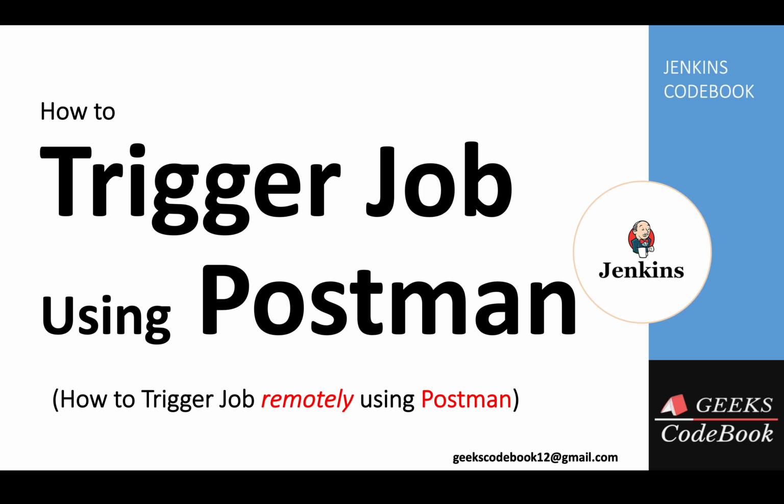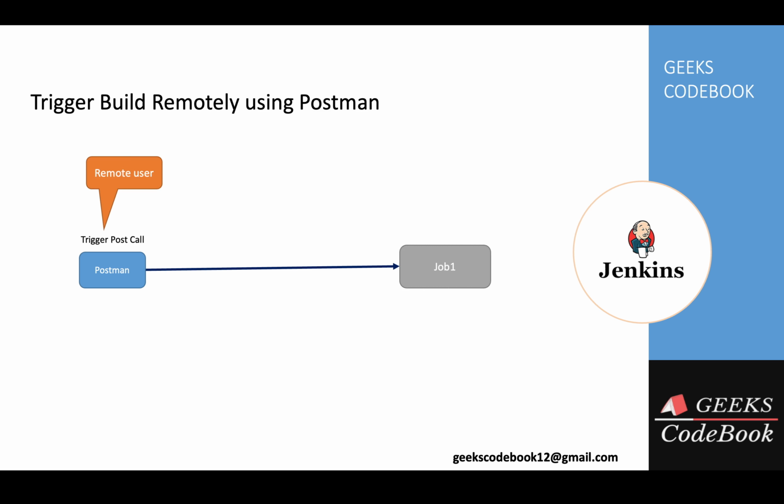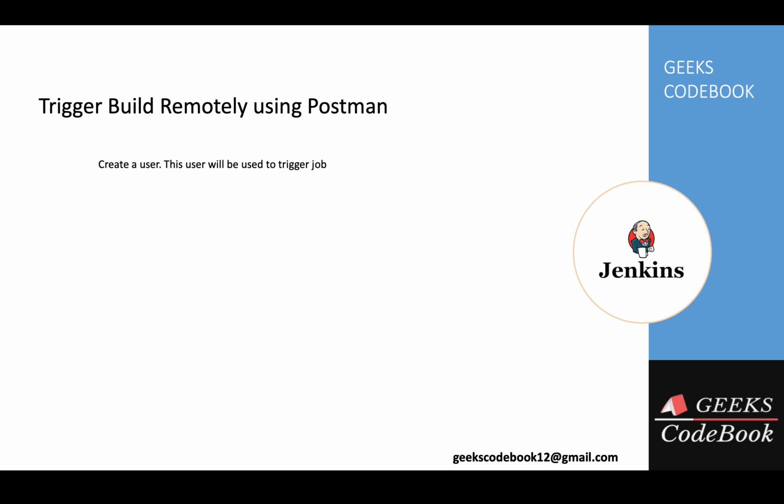Hi, in this tutorial I'll talk about how to trigger a Jenkins job remotely using Postman. We will have a Postman POST request, and using that POST request we will trigger a remote Jenkins job. As part of this tutorial, I'll create a user and then create an API token for that user, and using this API token and user we will trigger the Jenkins job remotely using the basic authentication mechanism.